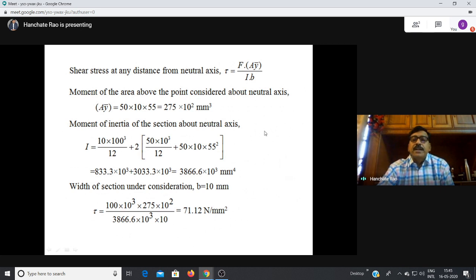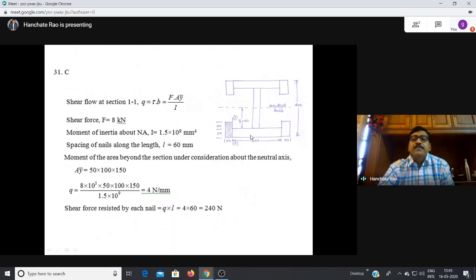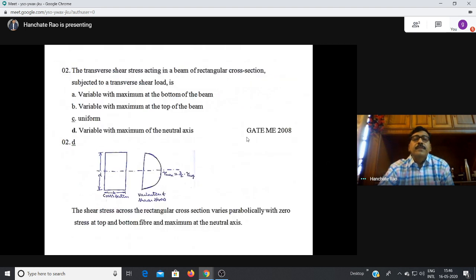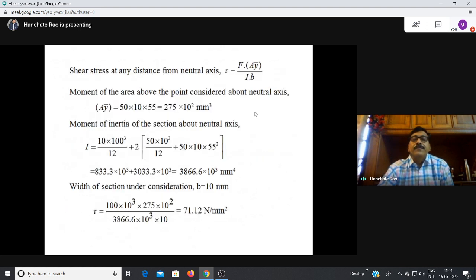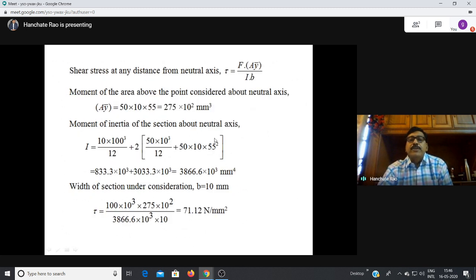So what is Ay bar? Ay bar is the entire flange portion. Because we are calculating at the junction of the flange and web, we have to consider the entire portion above as the Ay bar. But we are calculating in the web. That point you have to keep in mind.